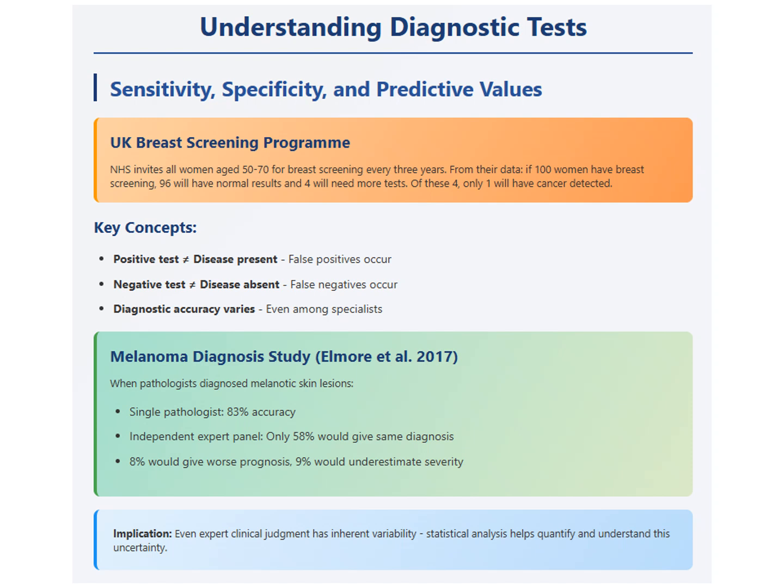So think about how this applies to your practice. When you order a test, you're essentially making a statistical calculation, weighing the probability of a disease against the risk and benefits of testing. Understanding these statistical principles makes you a better clinician.